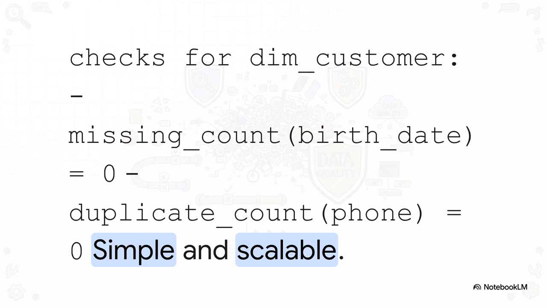This is using their language, SodaCL. You just say, hey, for my dim_customer table, I want to check that the missing count of birth dates is 0, and that the duplicate count of phone numbers is also 0. That's it. Super clean, super easy to read, and perfect for checking into Git.